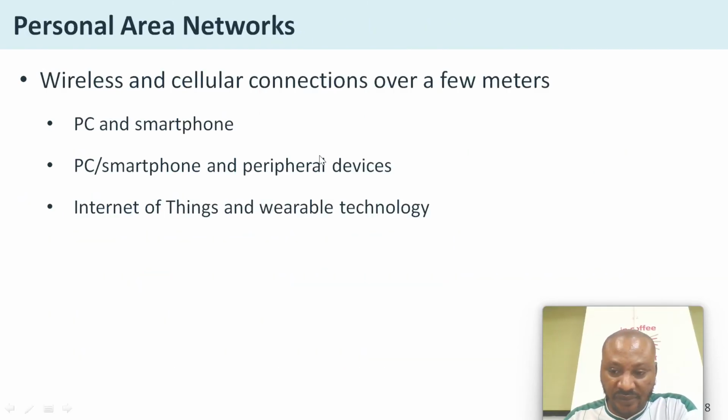Okay, so next in line is wireless and cellular connection over a few meters. This one is almost self-explanatory. It's all about you having your devices, like your smartphone, and you could make your smartphone part of your network. Very easy. How do you do that? Just go to your hotspot, go to your wireless network on it, and you will be able to connect to the system too.